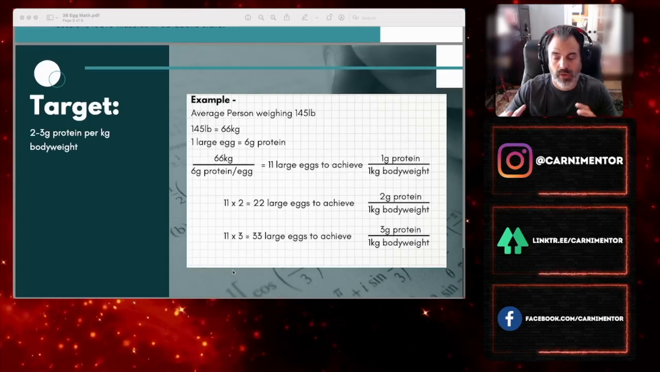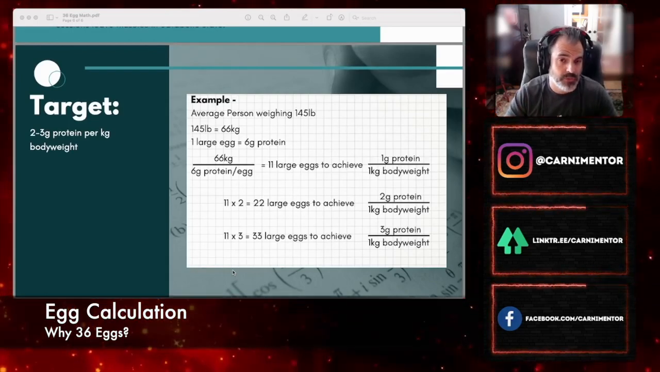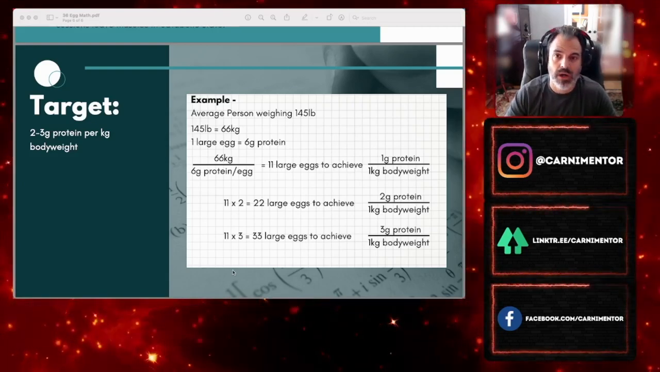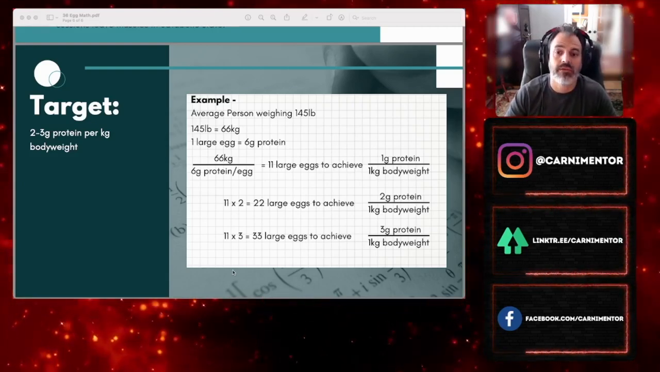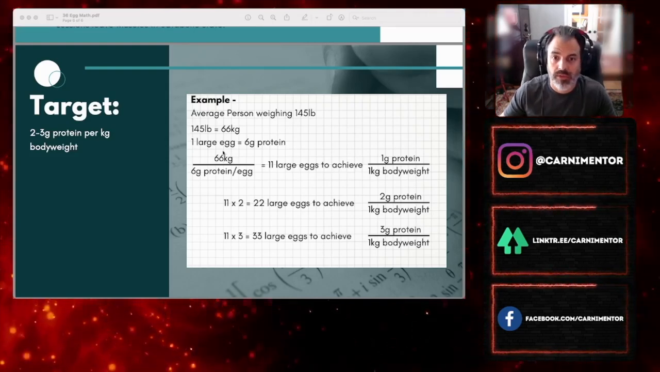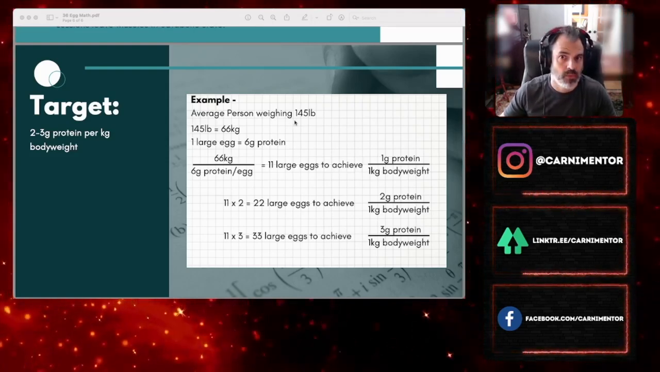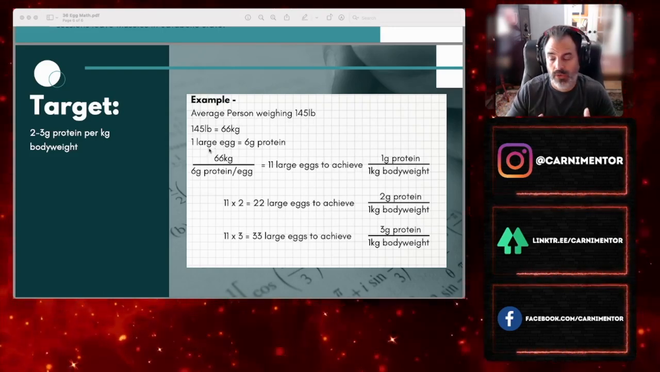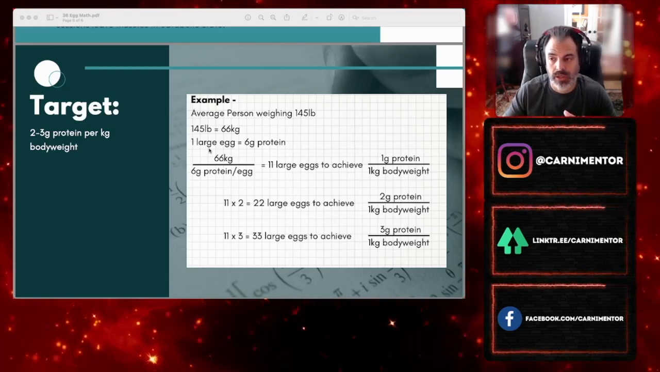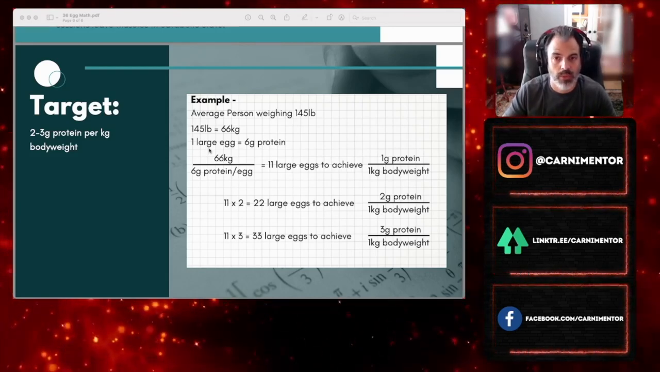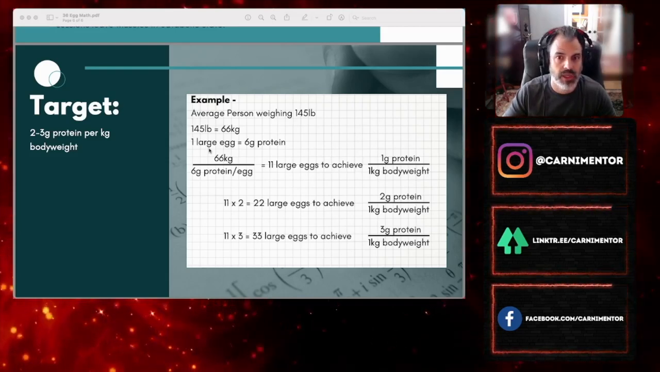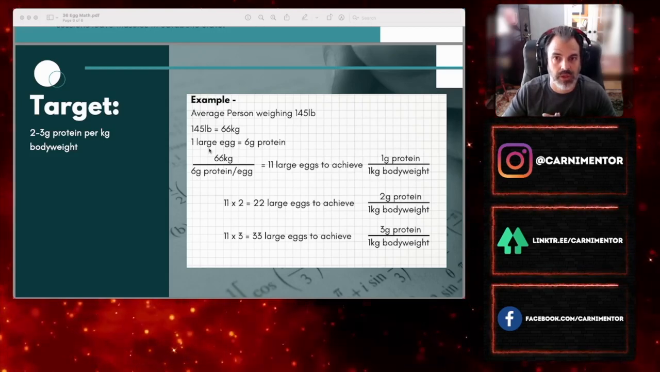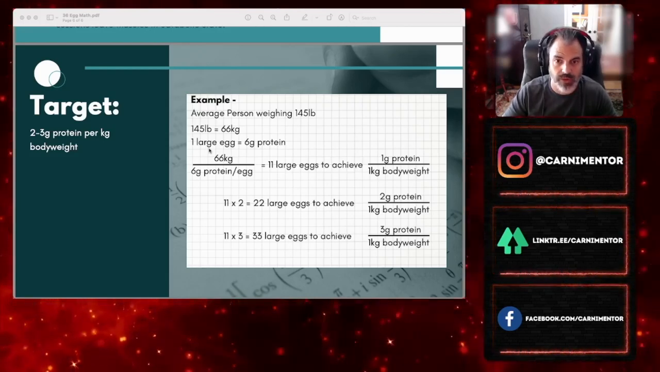Finally, real quick calculation. I'm sure you've seen this before. I've talked about this before. This is the math behind why 36 eggs. And if you can see, you can follow through with me here. An average person like me who weighs 145 pounds, that's 66 kilograms. So remember from the study, they were targeting 2 to 3 grams of protein per kilogram of body weight. I don't know if I showed that to you just now, but that was in the study. You can obviously go look up that study yourself. It's available pretty much anywhere on the internet.